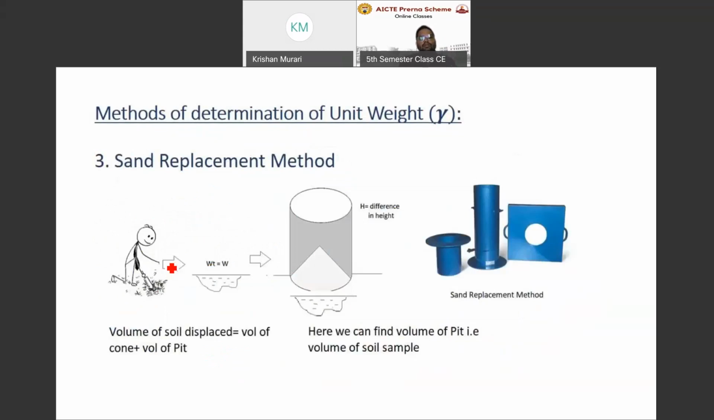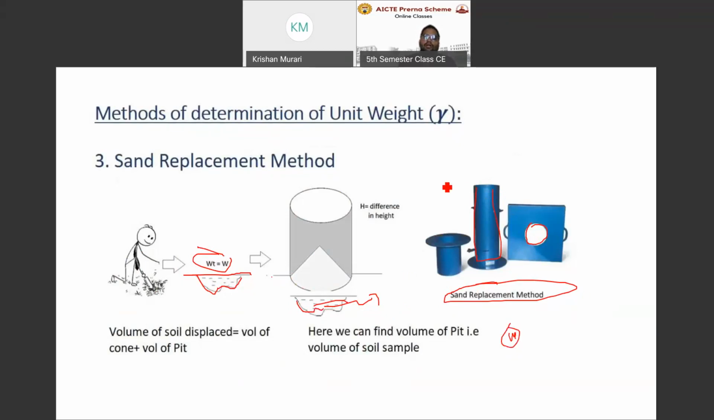In this method you simply dig a hole in the soil. Wherever you go, you make a hole and the soil is extracted, and its weight is W1. A sand replacement apparatus has a flask, a container that holds the sand, and a platform set here. The soil is extracted from here, and the extracted weight is easily calculated. If you extract some soil, like 1 or 2 kg, you can weigh it, simply W1.